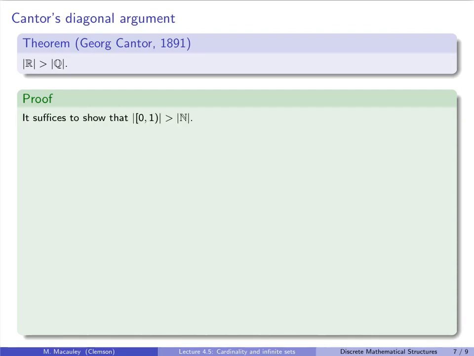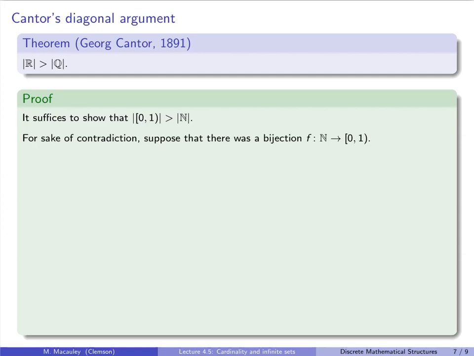We'll actually prove something easier. We'll take a small chunk out of the real numbers, namely the real numbers whose decimal representation starts with a 0, that go between 0 and 1, and I'll show that that set is strictly bigger than the natural numbers. And that suffices because that set is at least as big as the real numbers, and the natural numbers are equal to the size of the rationals. We'll do this by contradiction.